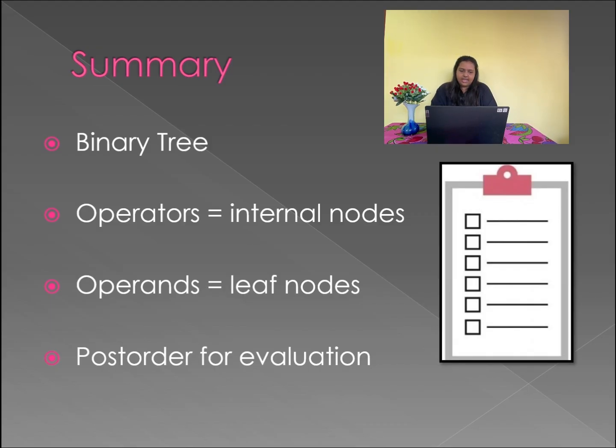Then operands are stored in the leaf nodes. Leaf nodes do not have any children and they represent values like numbers or variables. Finally, and this is very important to remember, postorder traversal is used to evaluate an expression tree. In postorder, we process the left child first, then the right child, and only then the root, which allows the expression to be evaluated correctly.